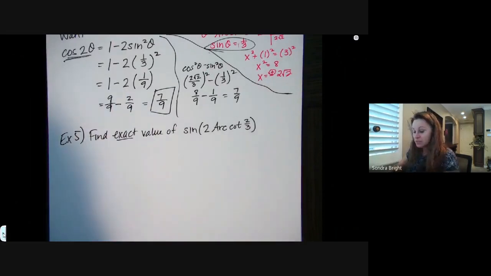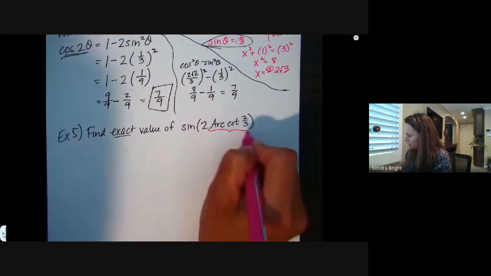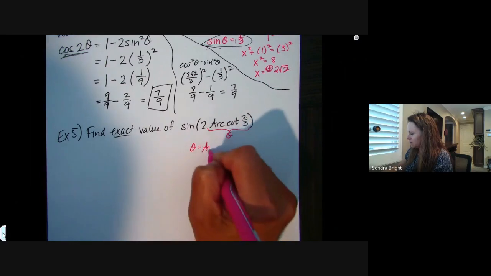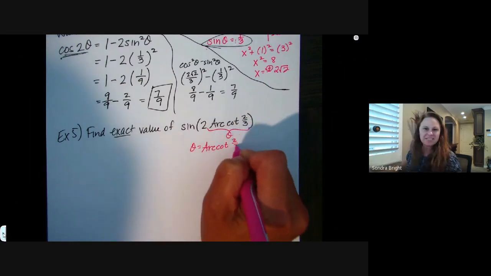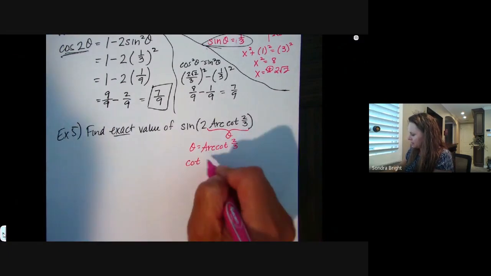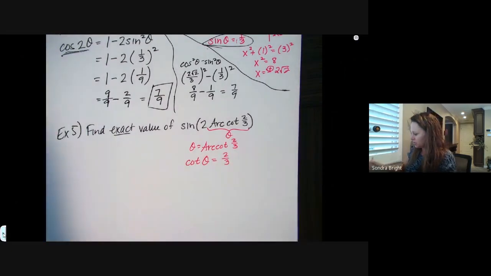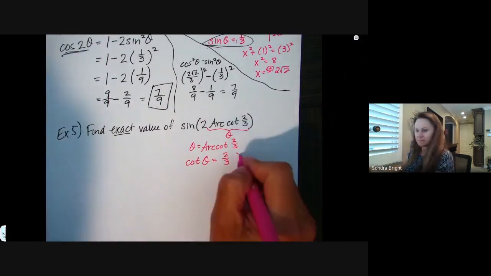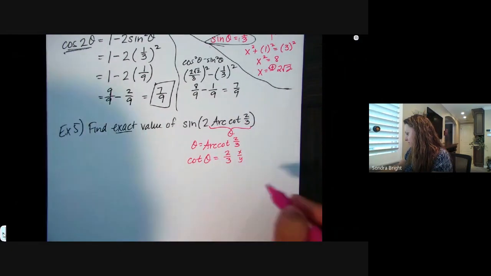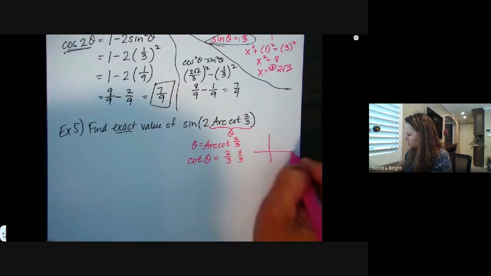All right, so we're going to do the same thing here that we did up there, where I'm going to let arc cotangent of 2/3 be theta. So if theta is equal to arc cotangent of 2/3, which is the same as inverse cotangent, that means cotangent of theta is 2 over 3. What does that mean? Well, cotangent is x over y. So they gave me my x and my y value. It's positive, so it's definitely in quadrant 1, where your x is 2 and your y is 3.